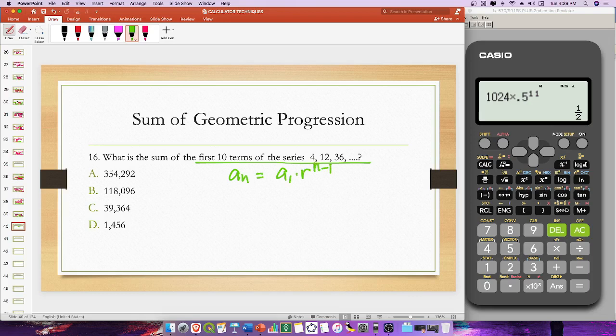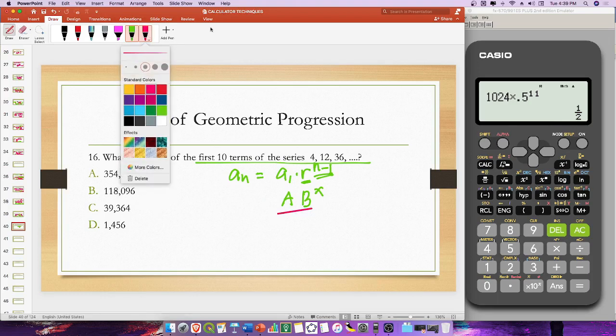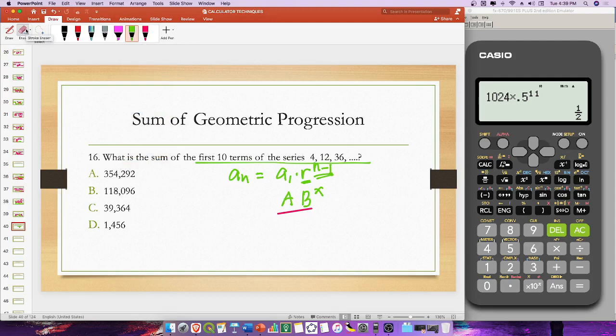Now, if I'm going to use sigma notation to represent this, I will label a1 as a, I will label r as b, and I will label n minus 1 as x. This is any term of the geometric progression. That is why in our stat we use exponential regression. Now for the summation, I will erase this first and insert the sum here. So the sum of the geometric progression is n.